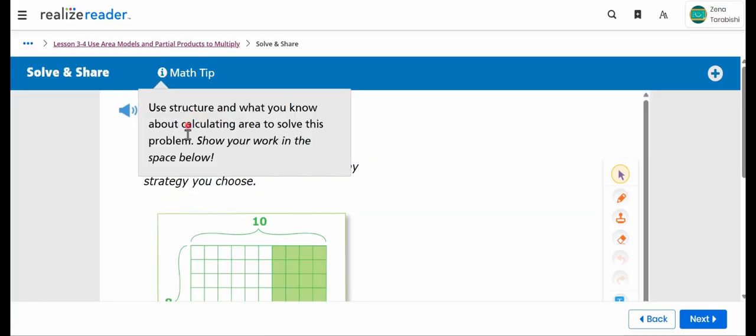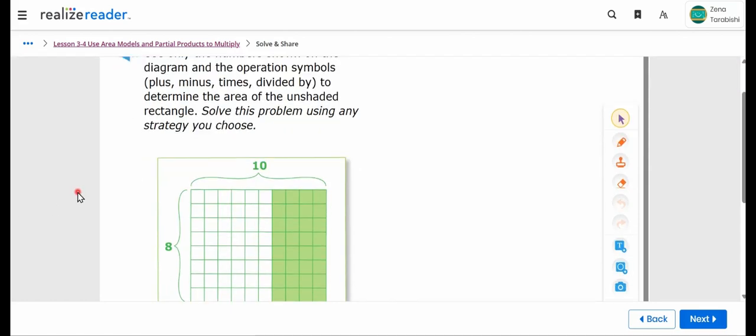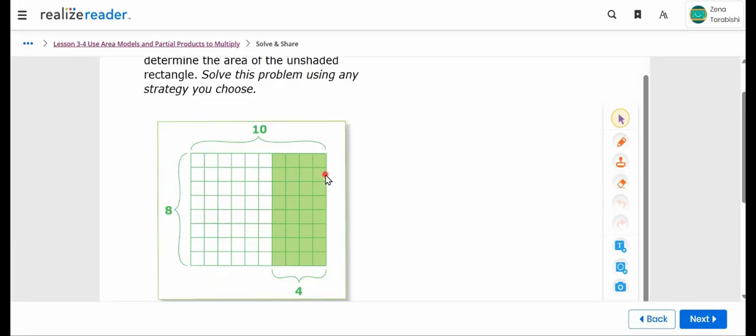Use structure and what you know about calculating area to solve this problem. Show your work in the space below. Use only the numbers shown on the diagram and the operation symbols plus, minus, times, divided by to determine the area of the unshaded rectangle. Solve this problem using any strategy you choose.